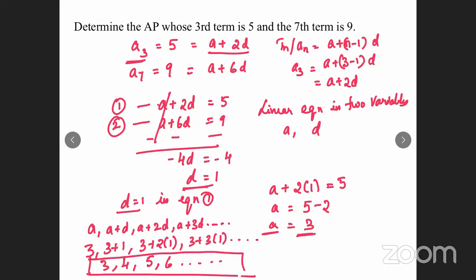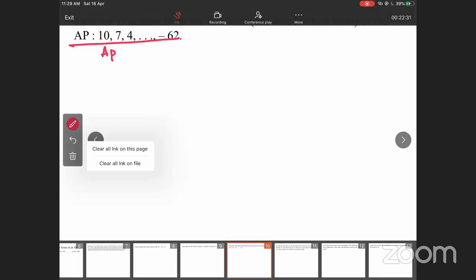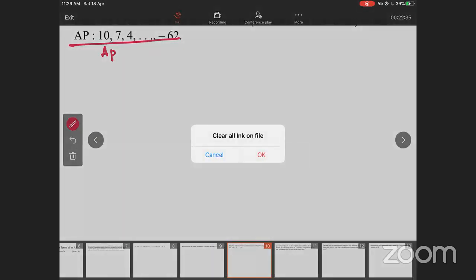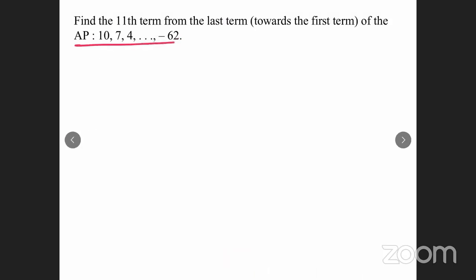Let's try and see the answer. So what is the AP that is given? 10, 7, 4, and so on. So from here, what is the first term? That is 10. What is the difference? That is 7 minus 10, so it is minus 3.